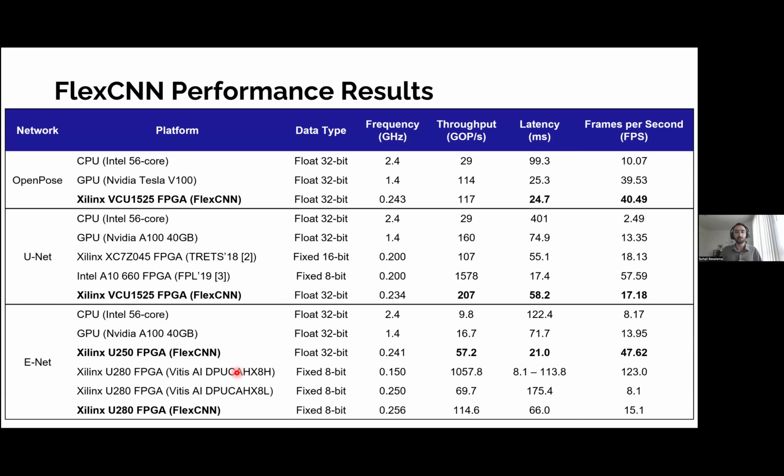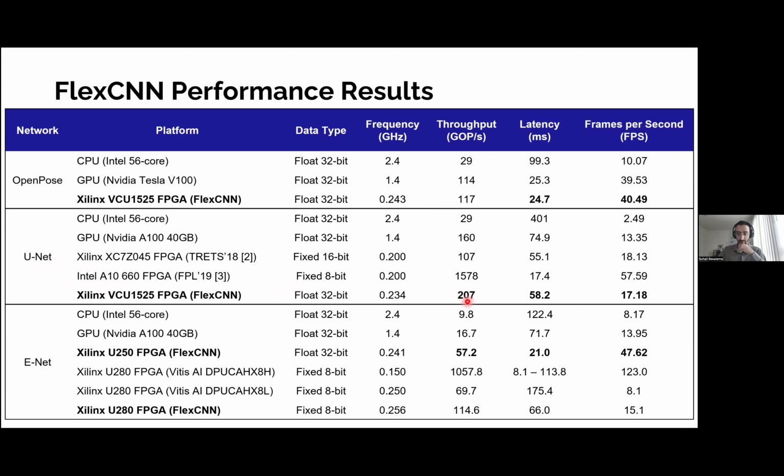And then for the overall performance, we tested 3 neural networks. One was the OpenPose, compared with CPU and GPU. We can see we are slightly faster in terms of latency and throughput than GPUs, and also faster than CPUs. And for UNet, it has these transpose convolution layers. It's used in medical image segmentation.